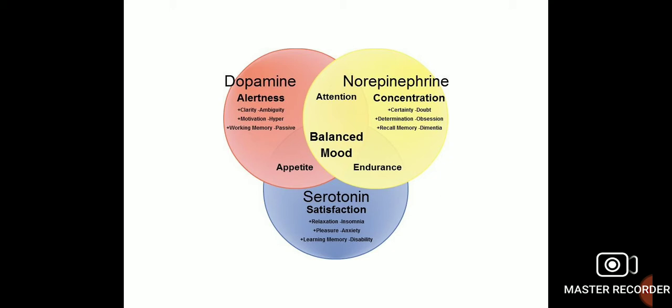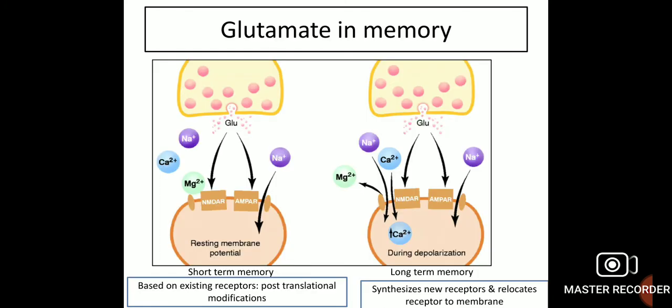What is required for memory formation is that we need to be alert, we need to be concentrating, and we need to be satisfied. So how do these three things work? Alertness by dopamine, concentration by norepinephrine, and satisfaction by serotonin. So these three hormones play a role, and this is how they play a role in memory.